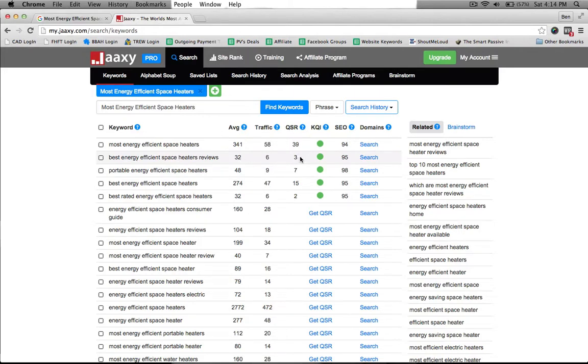And then here's the cool thing, this third column here, QSR. What this actually means is the number of competing websites that are out there for this keyword. So what that means to me is with only 3 other people competing for this specific long tail keyword, it's going to be very easy to rank for this specific search term.